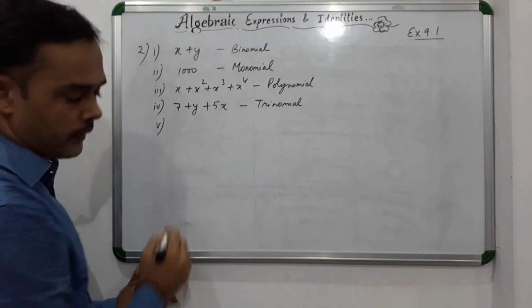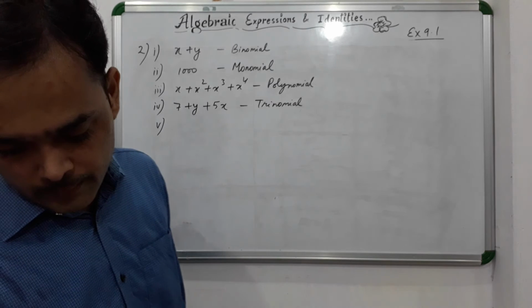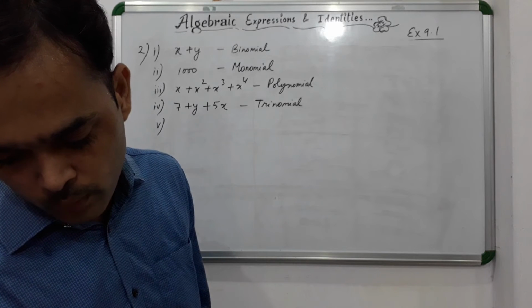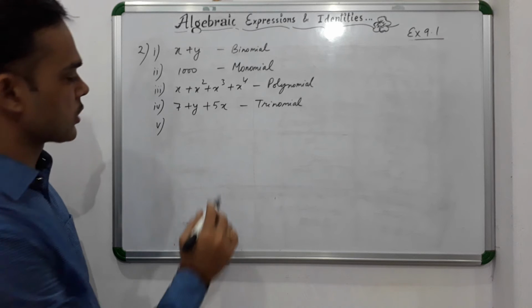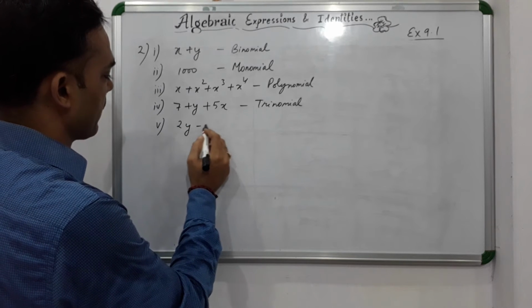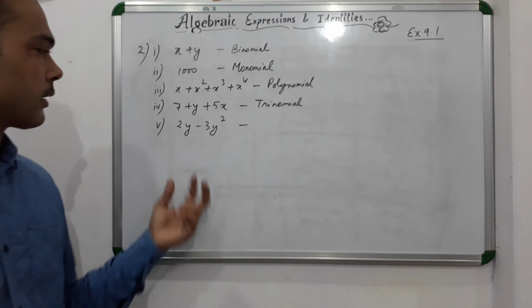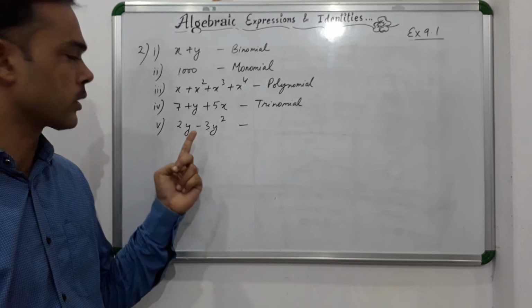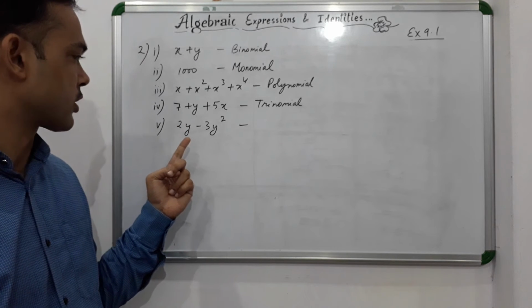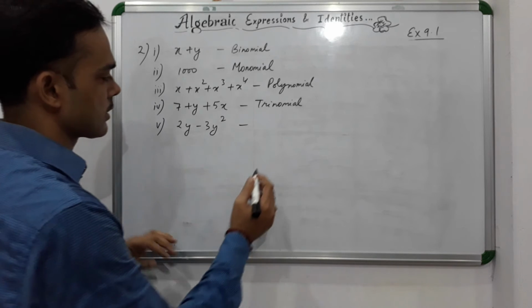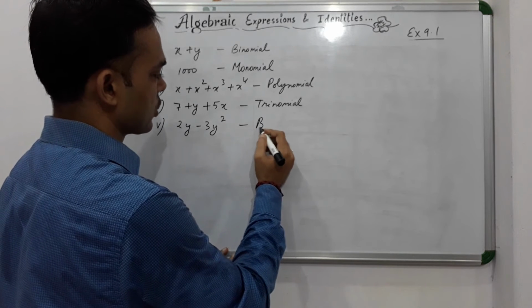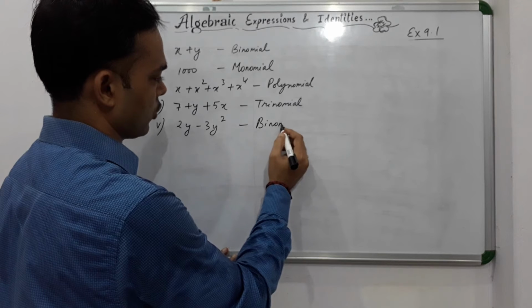Now in the fifth part, if you see, you have 2y minus 3y square. Again there are two terms, as in between you can see that there is a subtraction sign. Since they are two terms, bi means 2, so it is binomial.